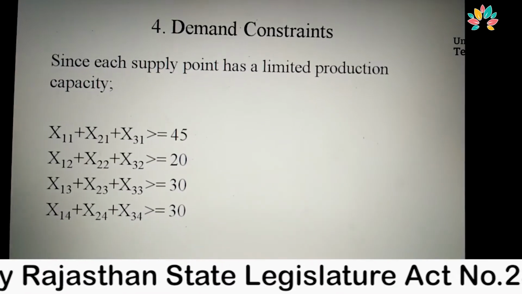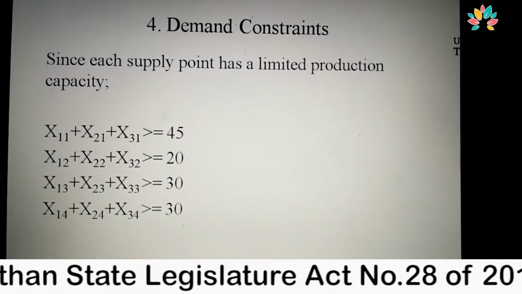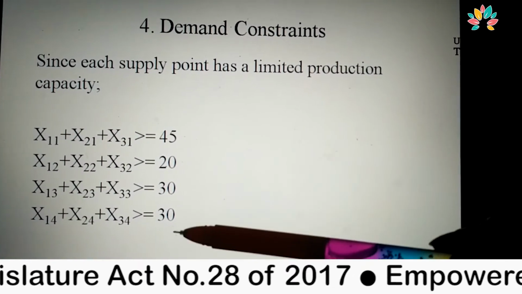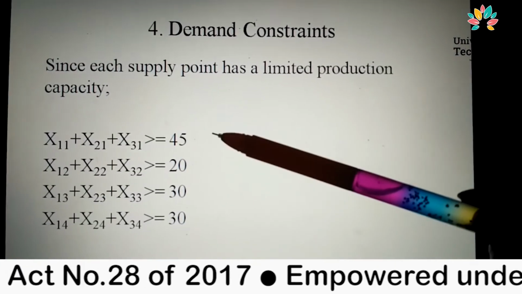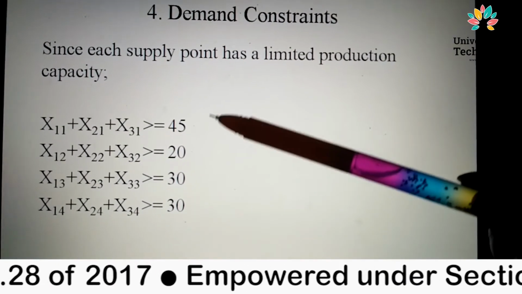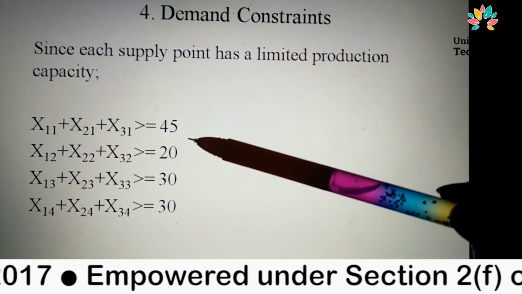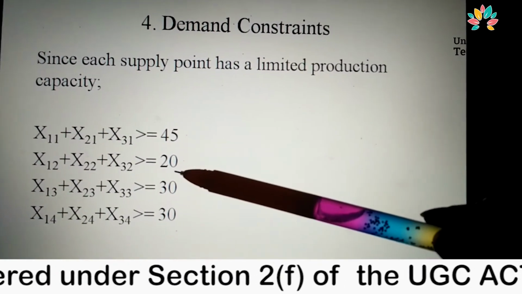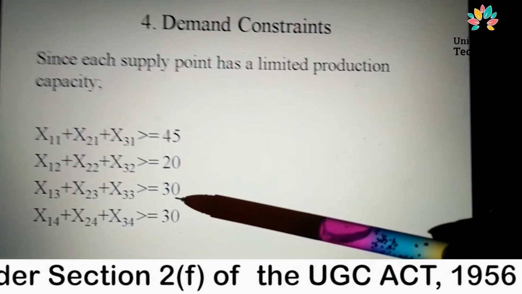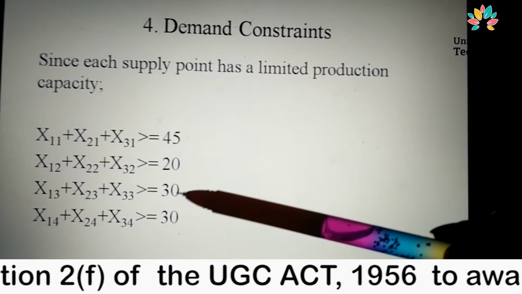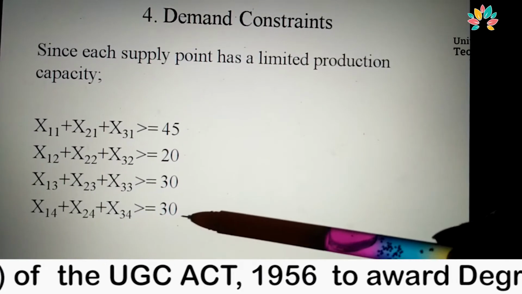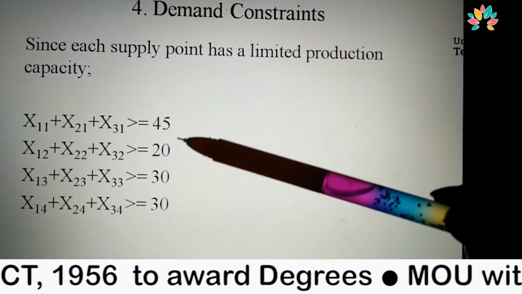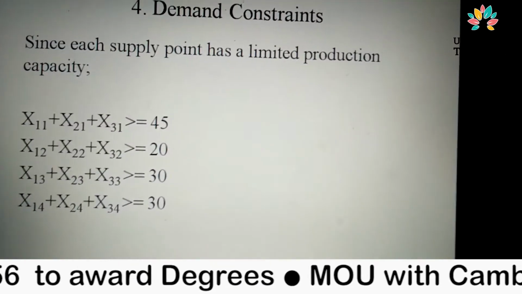Similarly, what are the demand constraints? The demand constraints correspond to city 1, city 2, city 3 and city 4. City 1 has a demand of 45 units. Similarly, city 2 has a demand of 20 units. 30 units are demanded by city 3 and 30 units are also demanded by city 4. Then the demand is written down in this form.